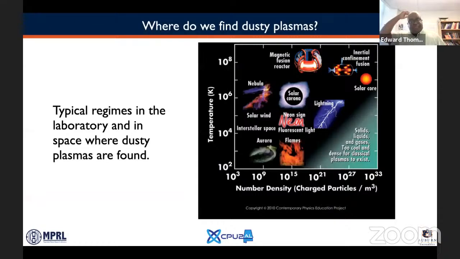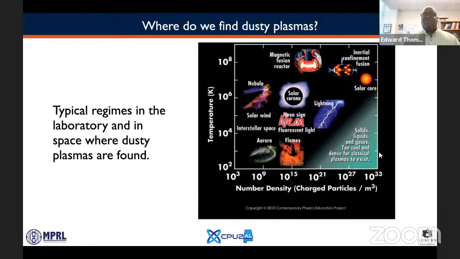Okay, so if you've ever seen a talk by any plasma physicist, they almost inevitably will show this picture. It's a way of classifying where you find different kinds of plasmas. The way we do that is to use two numbers. One is the density, basically the number of charged particles per cubic meter, on one axis, and then we put temperature on the other axis.